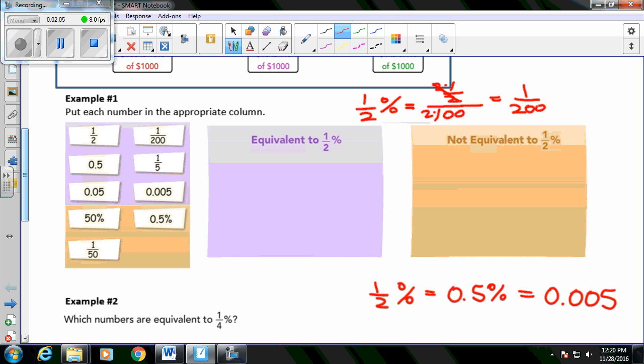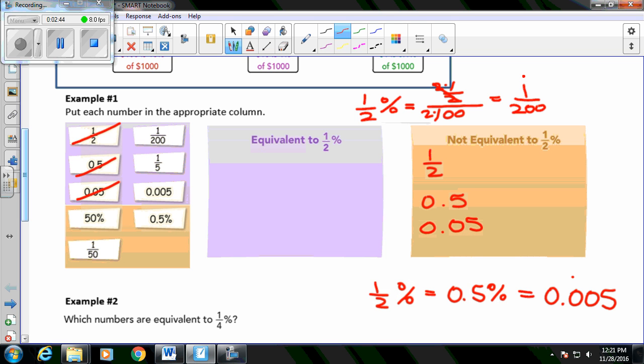So now that'll help us with putting these into the 2 columns of equivalent to 0.5% and not equivalent to 0.5%. So let's start with 1/2. 1/2 is 0.5. Is that equivalent to 0.005? No. So take care of that one. How about the next one, 0.5? Clearly, it's not the same as 0.005. How about 0.05? Well, we're getting closer, but still not quite there yet.